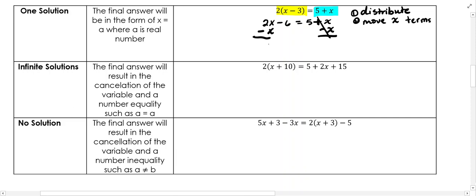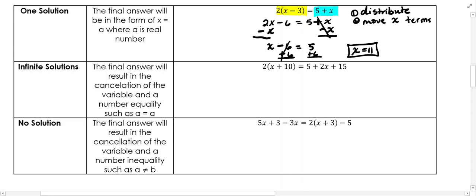So 2x minus x will be x, carry the negative 6, carry the equal sign, carry the 5. And now we're going to do the addition property of equality, adding 6 on both sides. And we have x equals 11. So there you go, one solution to rule them all.